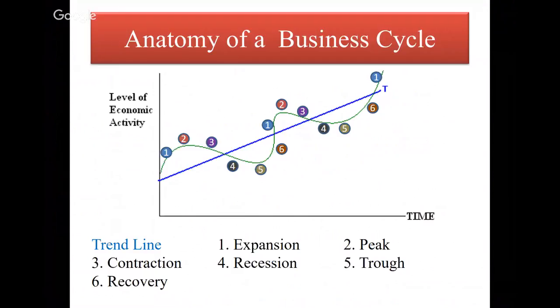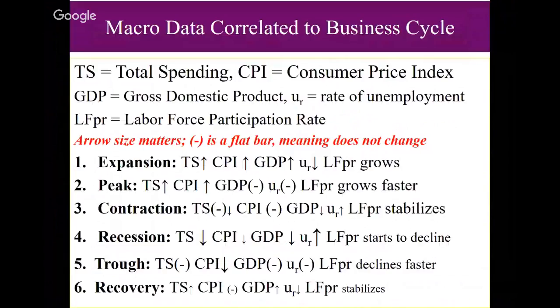During each phase of the business cycle, we've got 5 different pieces of macro data we take a look at, and these data may or may not change differently during different phases. And so let's go to the next slide here. Total spending, the consumer price index, gross domestic product, the rate of unemployment, and the labor force participation rate are the 5 pieces of data we're going to look at.